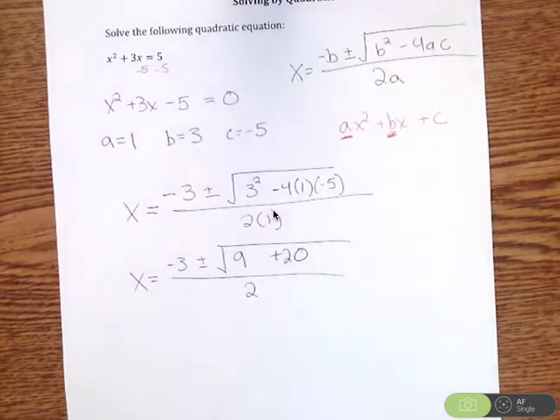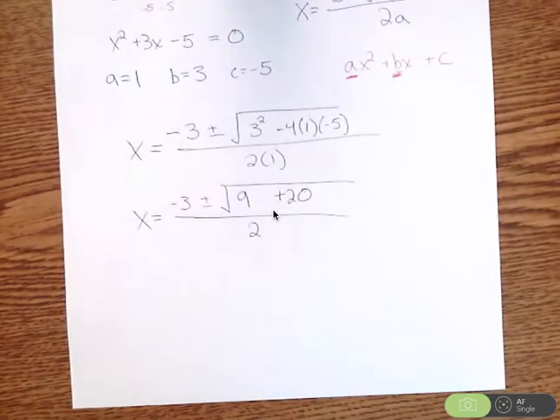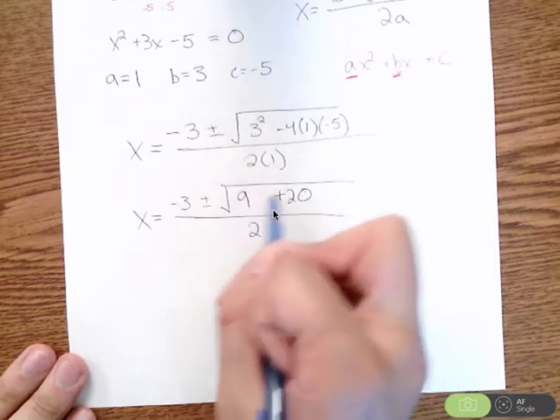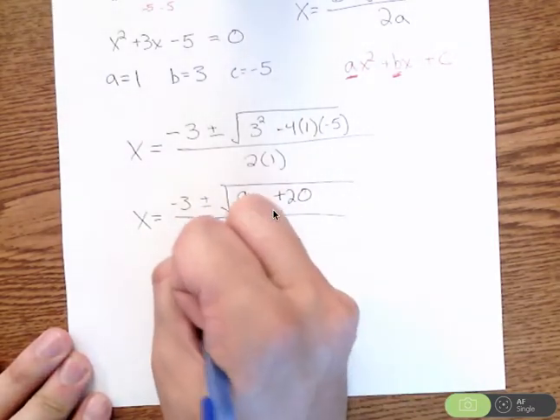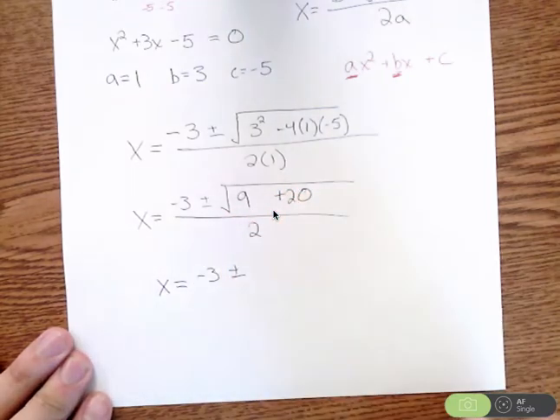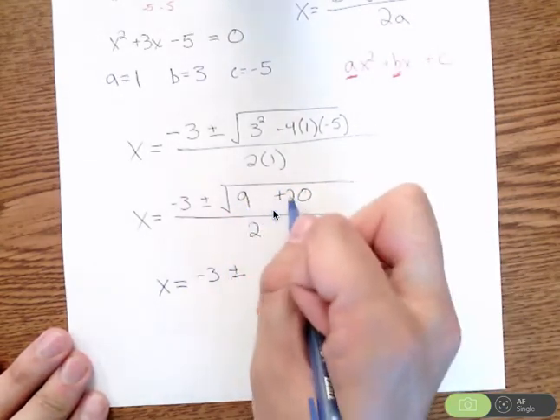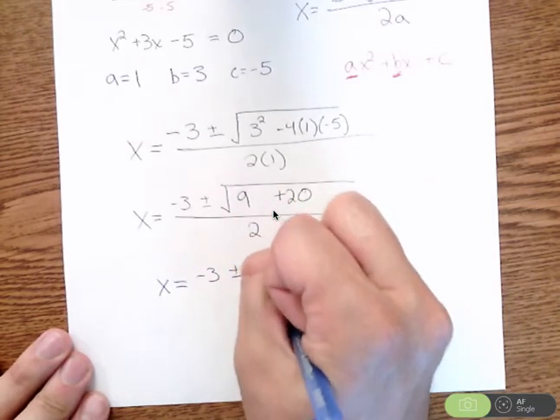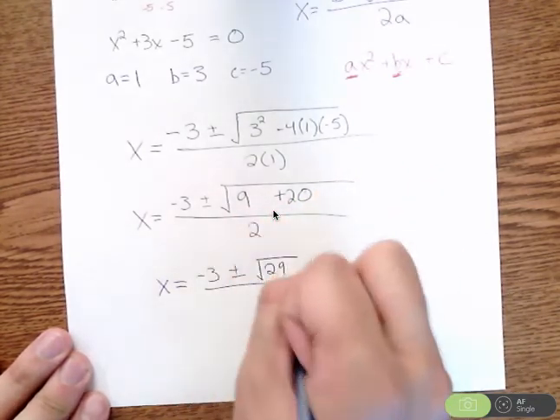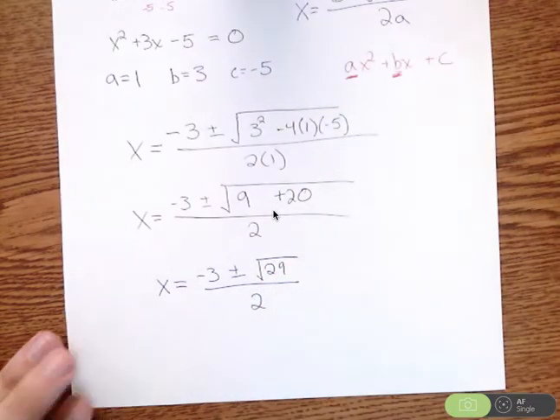So I'm slowly progressing through all my steps so I can get to a simplified solution. Next step, still going to keep working on the inside here. So I'm going to have x equals negative 3 plus or minus the square root of 9 plus 20, which is 29. Still have that dividing by 2.